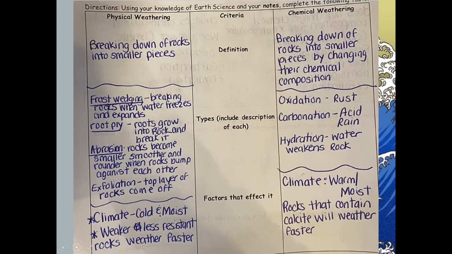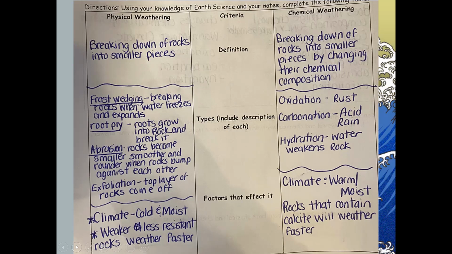Physical weathering is the breaking down of rocks into smaller pieces. You might want to add in there that it does not change the chemical composition. It is important, as you can see over on the chemical weathering side: chemical weathering is the breaking down of rocks into smaller pieces by changing their chemical composition. So right away, you can see some similarities and some differences between physical and chemical weathering.